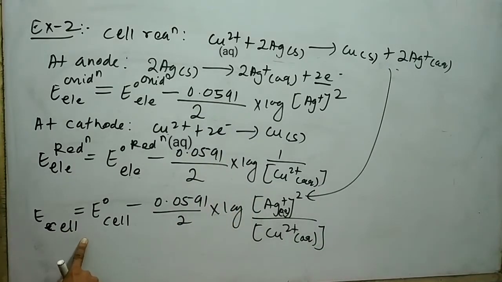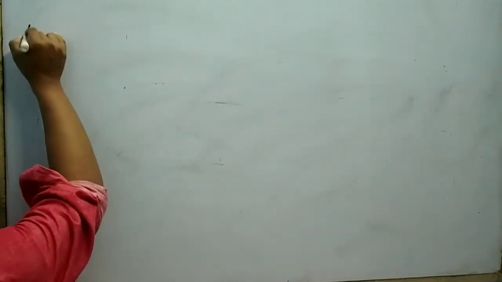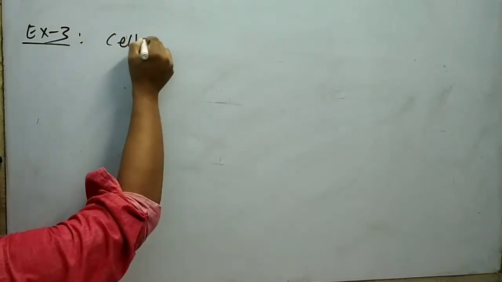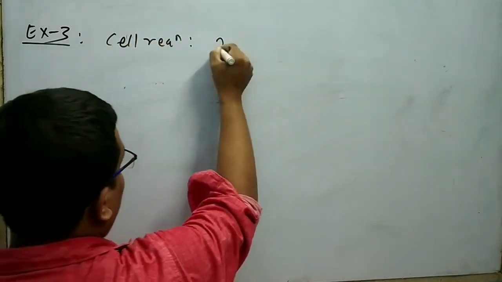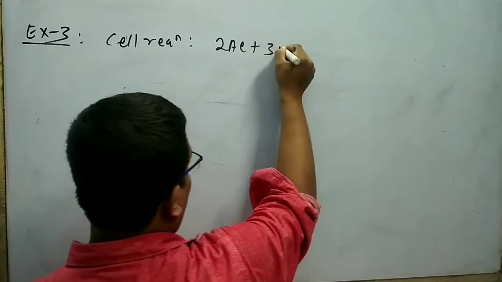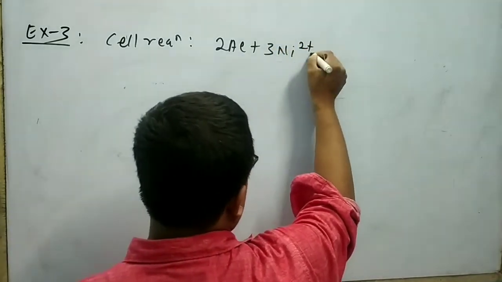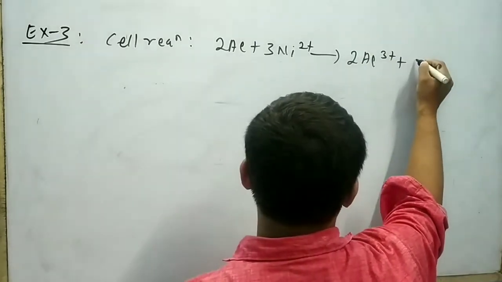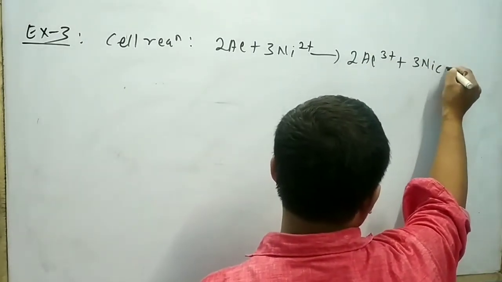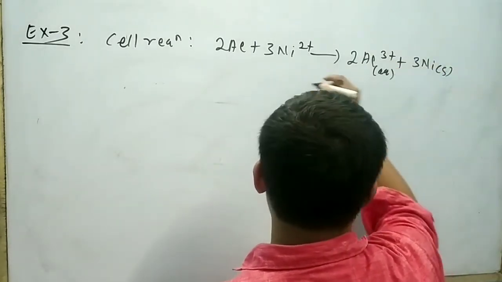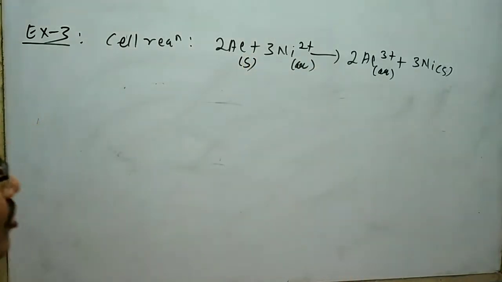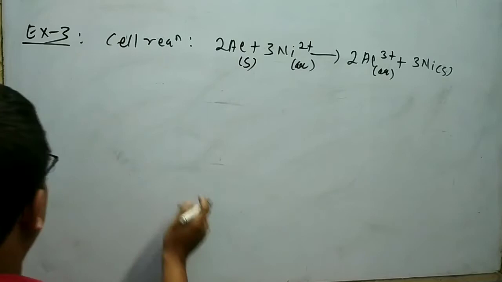This is the Nernst equation for this cell reaction. Next I will discuss example number 3. Suppose I take a cell reaction like this: 2Al plus 3Ni2+ gives 2Al3+ plus 3Ni. This is your cell reaction. Then what will be the Nernst equation for this cell reaction?